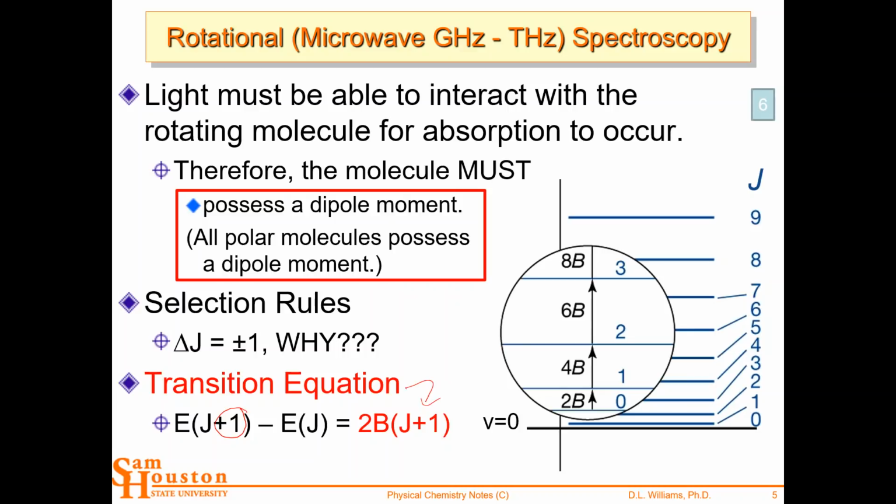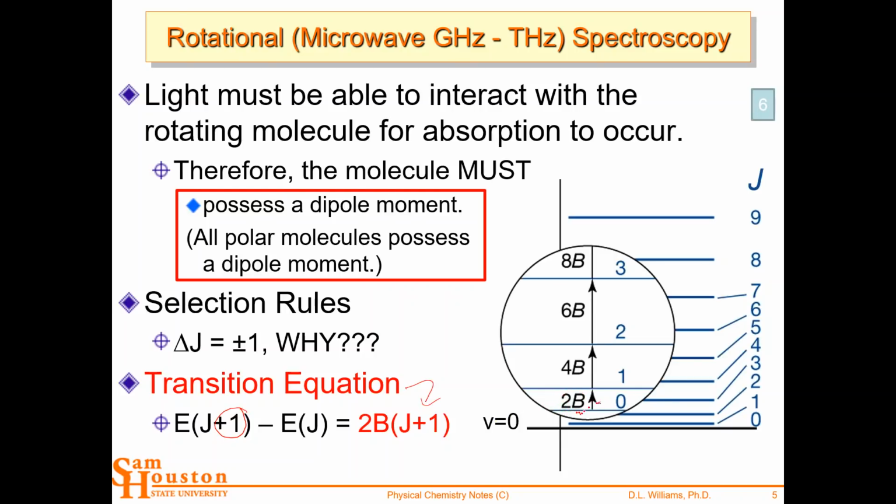And that tells us what the energies are and the differences between these energy levels. Okay. So since our transitions are plus 1 or minus 1, we just have arrows that go to adjacent levels. So if J is equal to 0, you see down here, then the transition from 0 to 1, you put 0 in here for J. And so it's 0 plus 1 times 2B. So that difference is 2B.